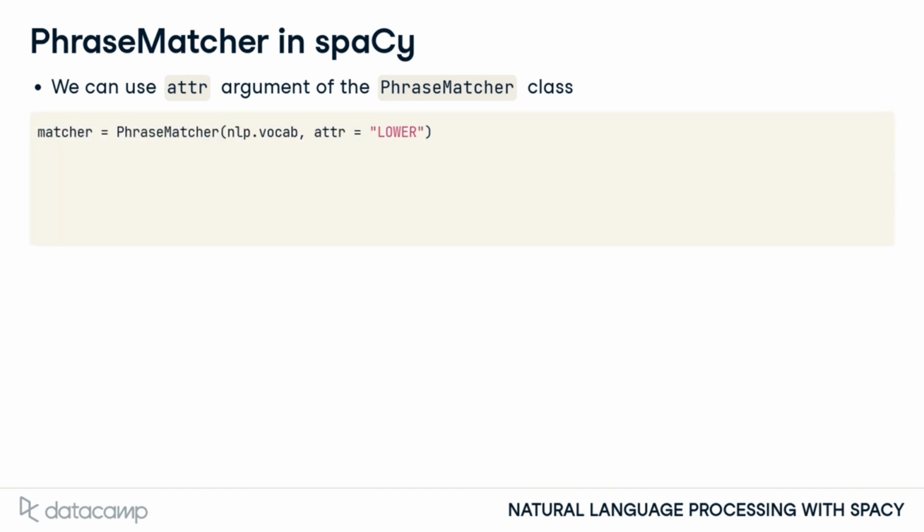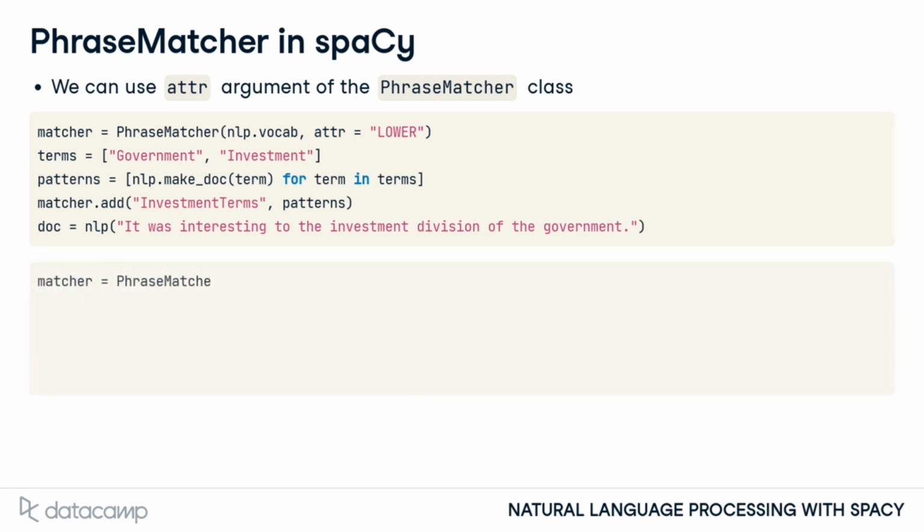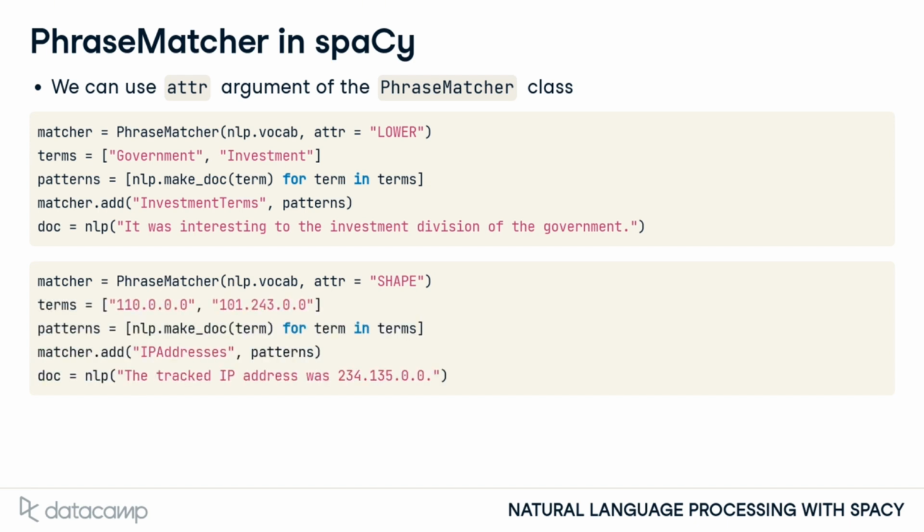In one example, we set the attr argument to lower and allow phrase matcher to find lowercase matching patterns. In the second example, by setting the attr argument to shape, we are asking phrase matcher to match patterns to a given shape. In this instance, we are looking to retrieve IP addresses in a text and provide multiple examples of them, such as 110.0.0.0 to the phrase matcher class.